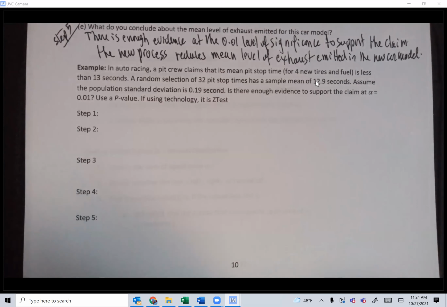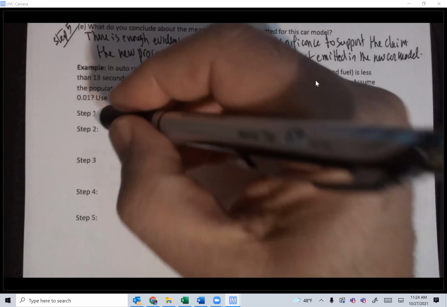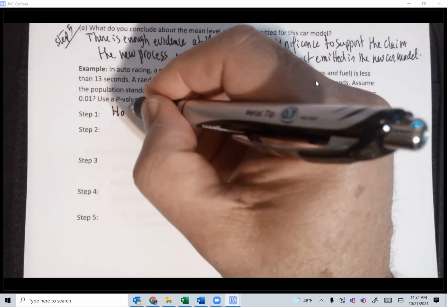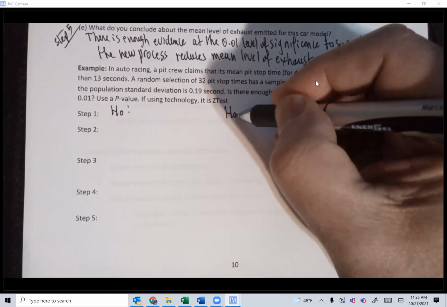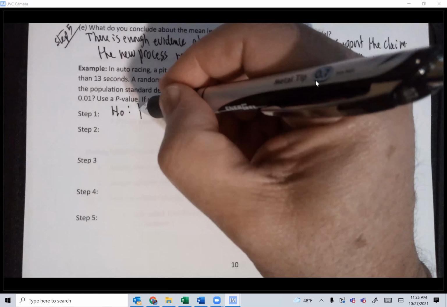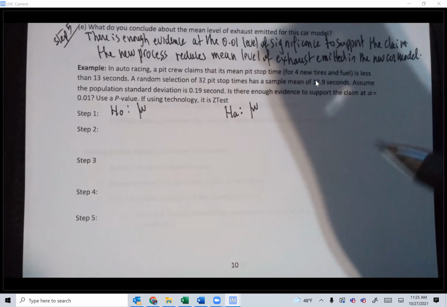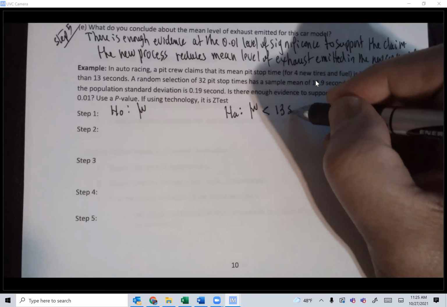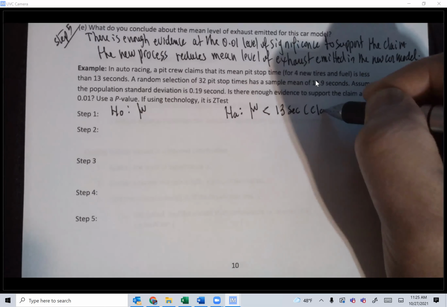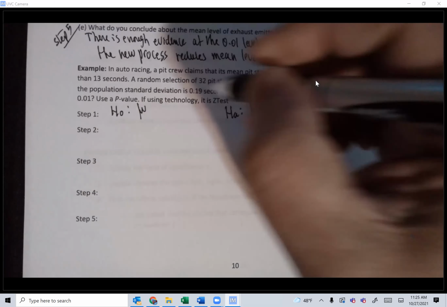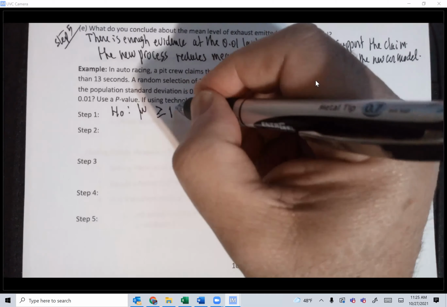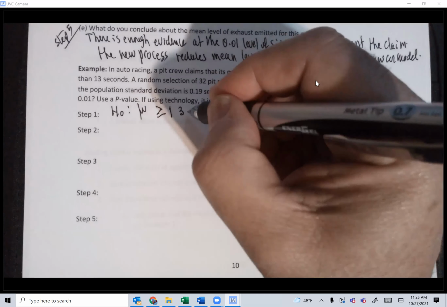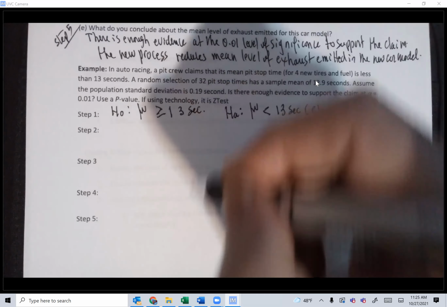So let's write the null and the alternative hypothesis. So H0 and HA. It's about the mean, so you just put mu. And do you guys agree with me? It says less than 13 seconds, so it should be right here. This is the claim. And the null hypothesis is going to be greater than or equal to 13 seconds.